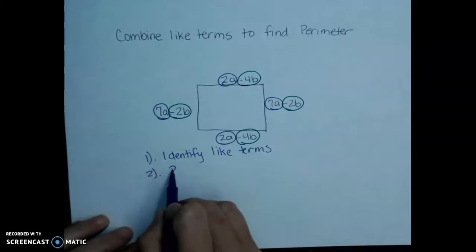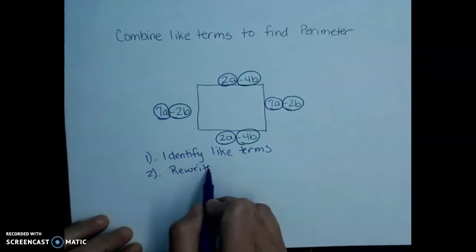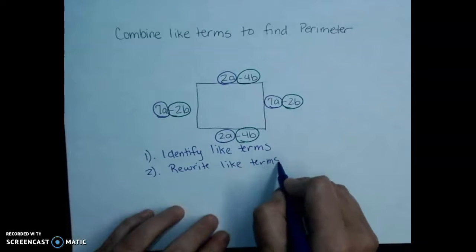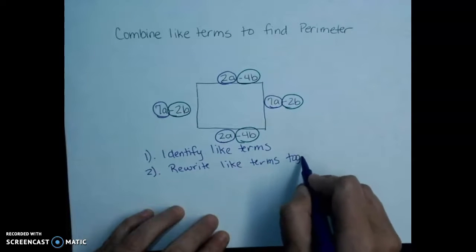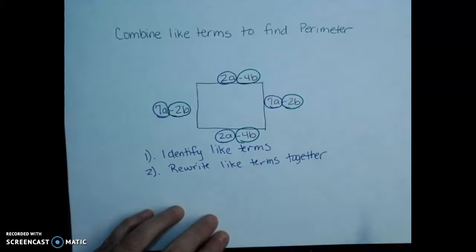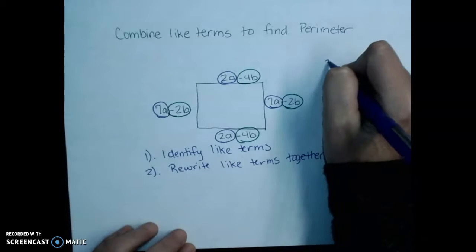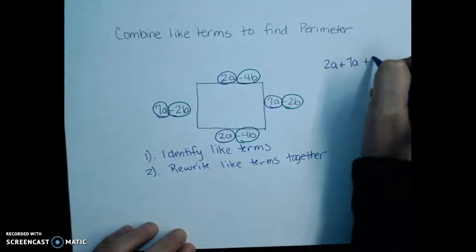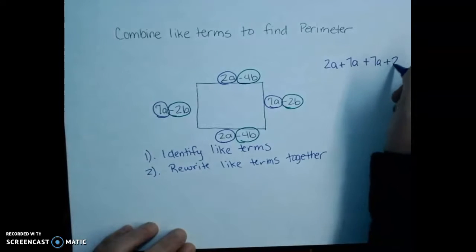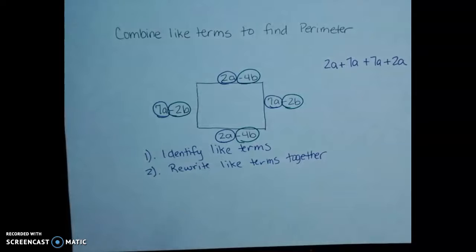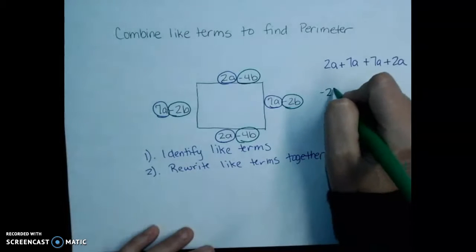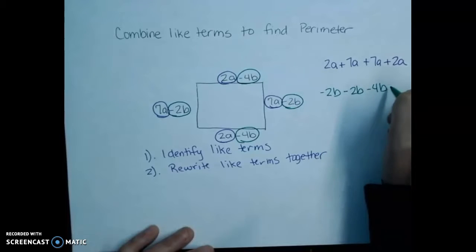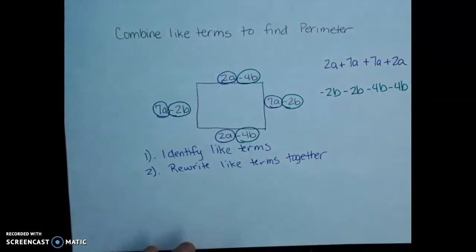Number 2 is to rewrite like terms together. Okay, so we have 2a plus 7a plus 7a plus 2a. And we have negative 2b twice and negative 4b twice.